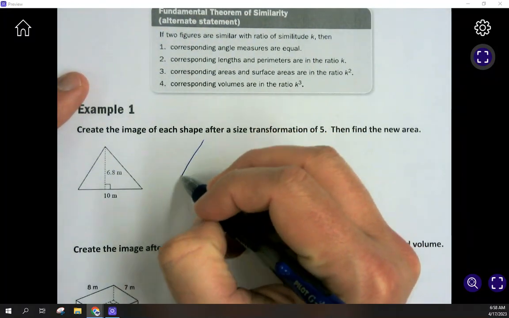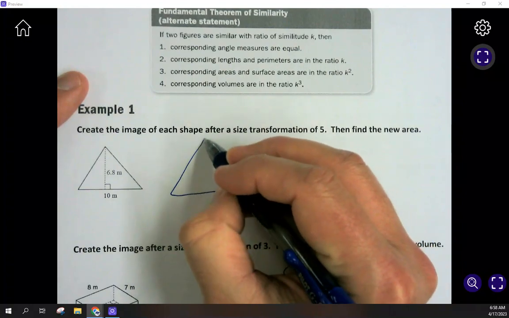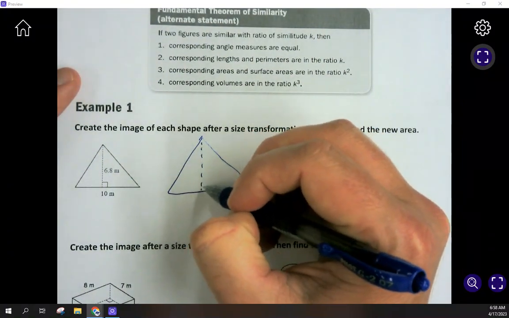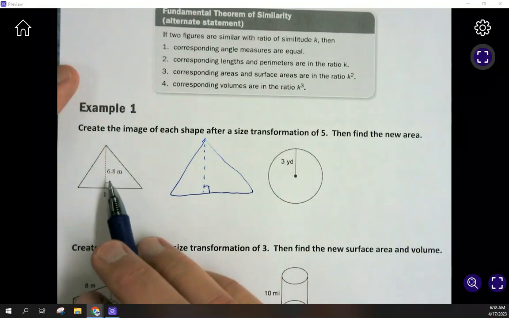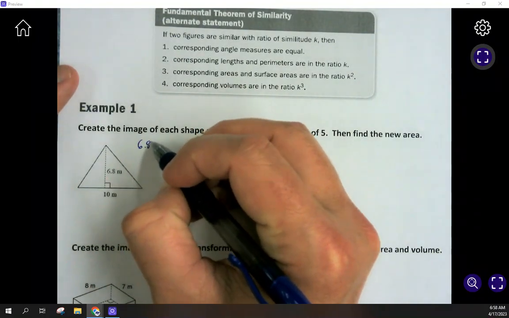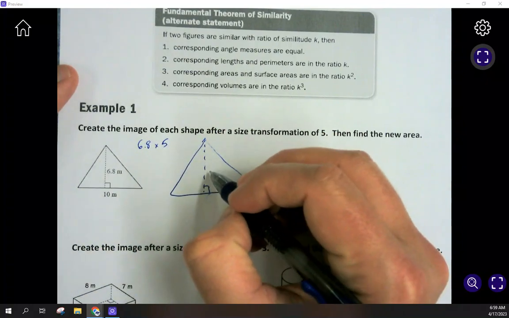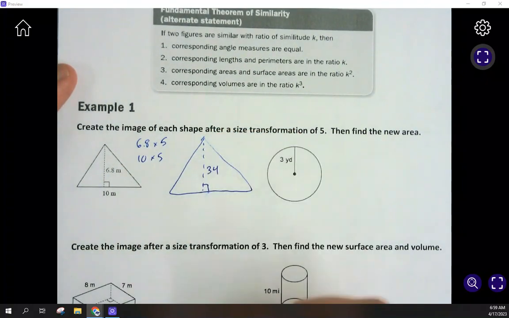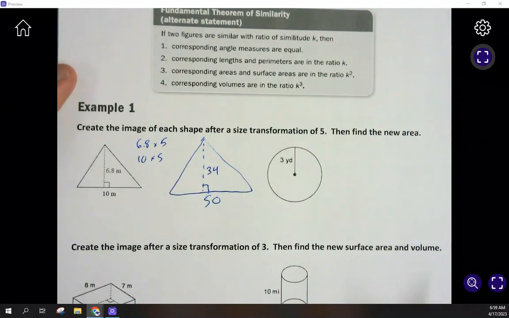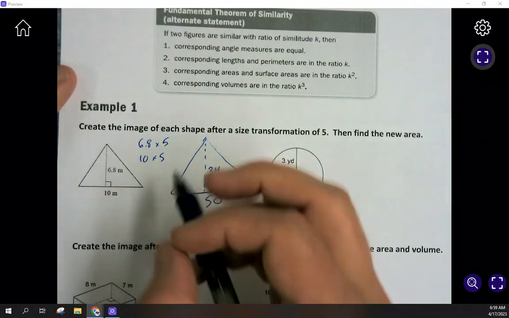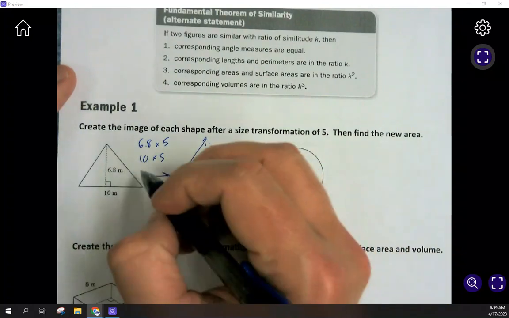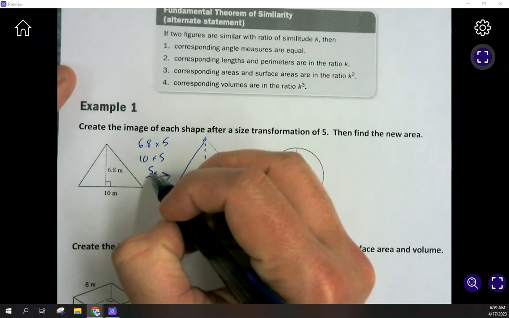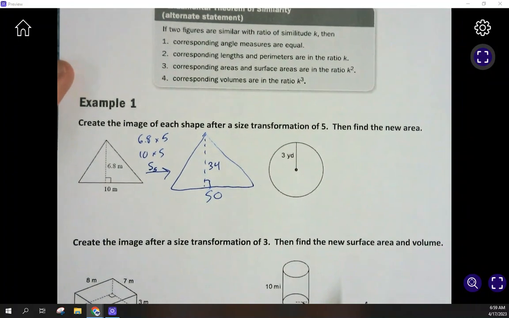So we're going to draw a bigger triangle. Don't have enough space to truly make it 5 times bigger, but we're going to go ahead and make the lengths bigger. So we're going to do 6.8 times 5, which is 34. And we're going to do 10 times 5, which is 50. All right, so we have undergone a size transformation. S looks like a 5, so it's not great, but size transformation of 5.